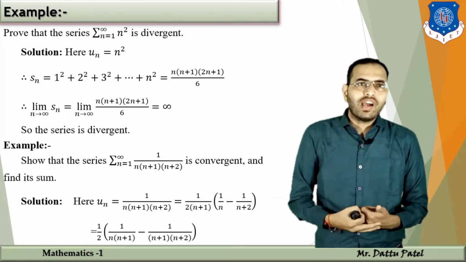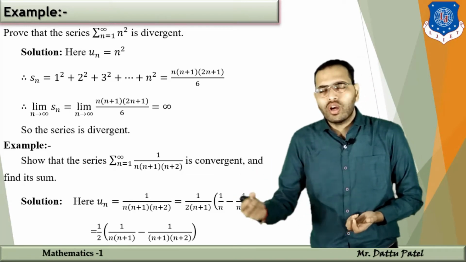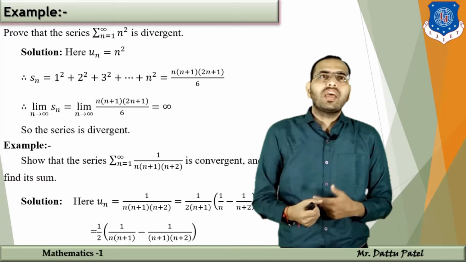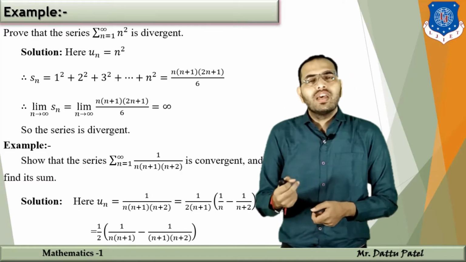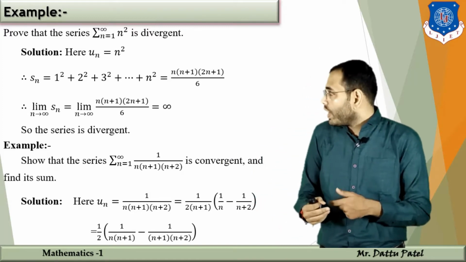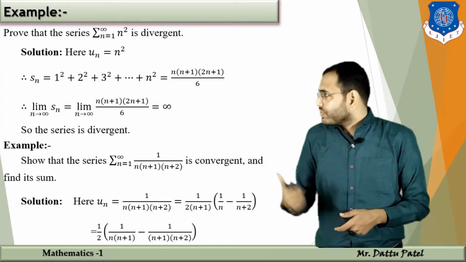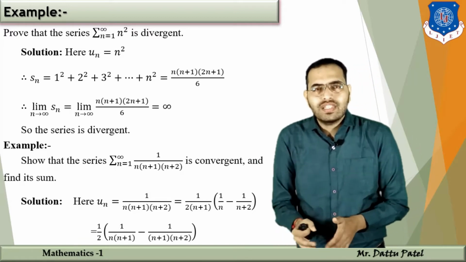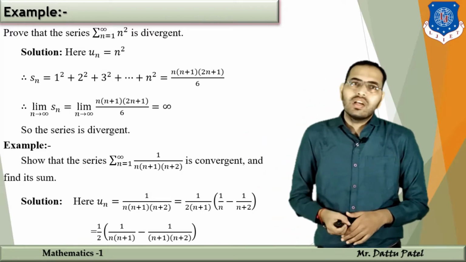Now we have to check whether our series is convergent or not. Applying the limit n tends to infinite to the Sn, it becomes limit n tends to infinite n into n plus 1 into 2n plus 1 divided by 6. Now applying n as infinite, we get infinite, which means the limit does not exist. Then we can say that the given series is divergent.